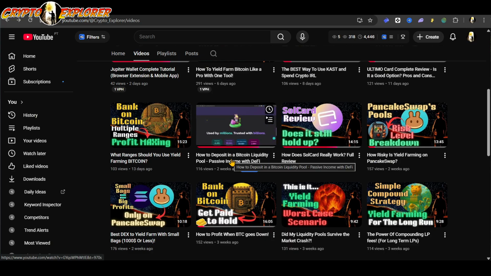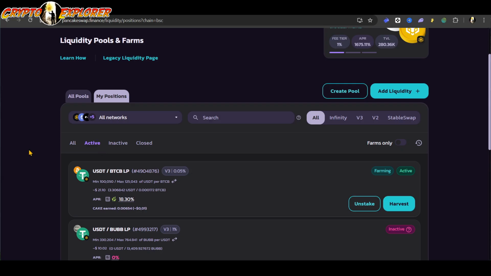PancakeSwap, I like it a lot. It's a fork of Uniswap. It never had hacks or anything shady happening. I use it a lot. It's one of my go-to places to yield farm. So I started showing you how to do that on PancakeSwap, but of course you can do that on other DEXs. So let me go back here on PancakeSwap.